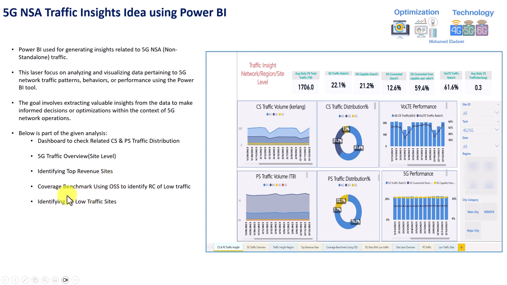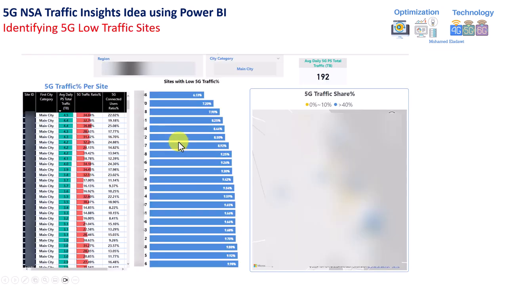And also I will show you some ideas of how to use OSS in general to identify root causes of the low traffic, particularly reflecting whether you have coverage issues in the network or not. So let's move on to see what we have as well. So for example, in this particular idea that we are showing here, we were identifying 5G low traffic sites, the top low traffic sites, as you can see in the figure in the middle here.